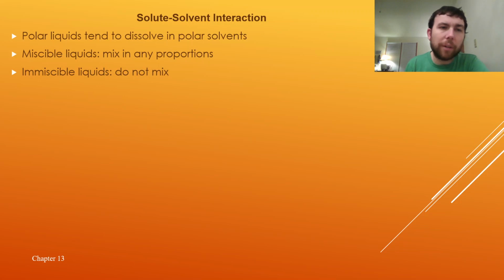Now, immiscible liquids, these are liquids that do not mix in any proportion, and they create distinct layers. And so I want you to think about like oil and water, for example. If you've ever seen those little columns, what happens? You have water and oil, they don't mix, and so they separate out and they create these distinct layers.